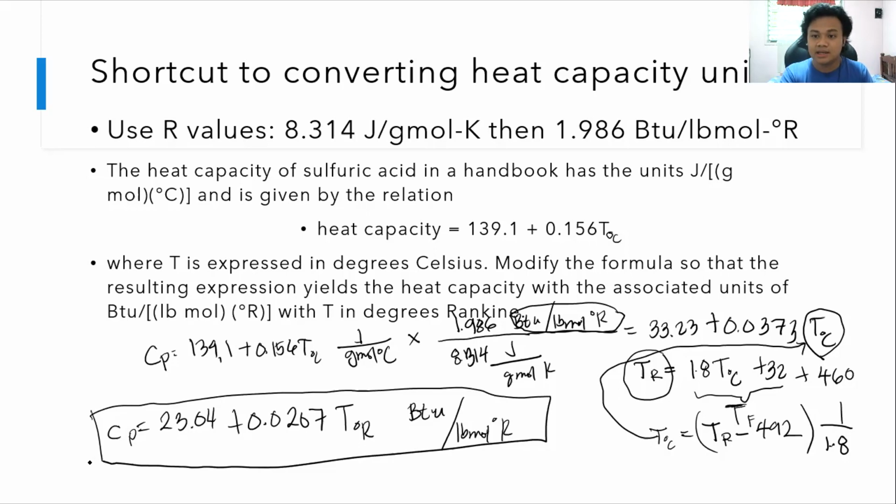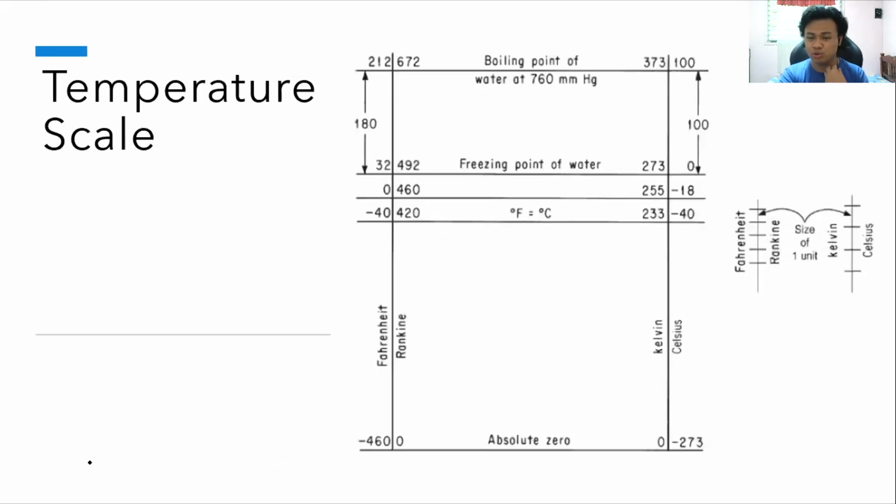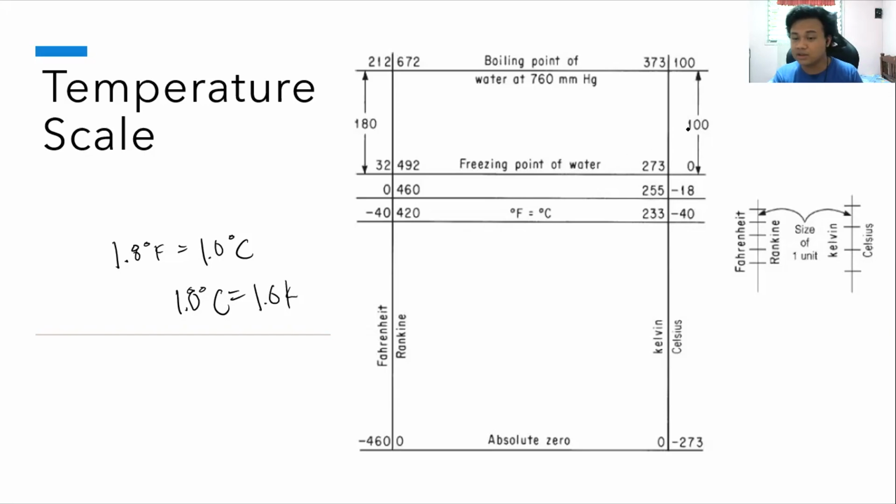Okay, perfect. So I haven't explained to you why 1.8 and 1. I said in the previous video that 1.8 degrees Fahrenheit is equal to 1 degree Celsius, which is also equal to 1 Kelvin, right? I haven't told you that because I forgot last time. So I will explain it to you now.